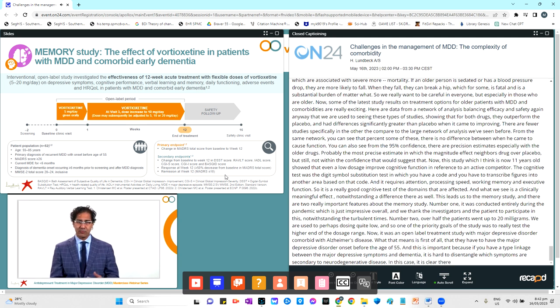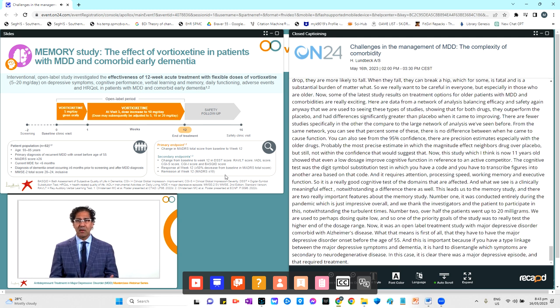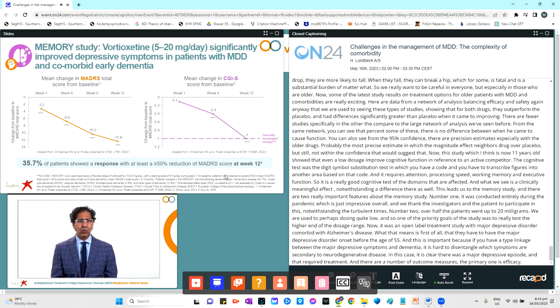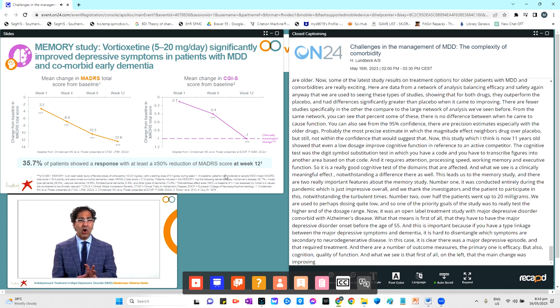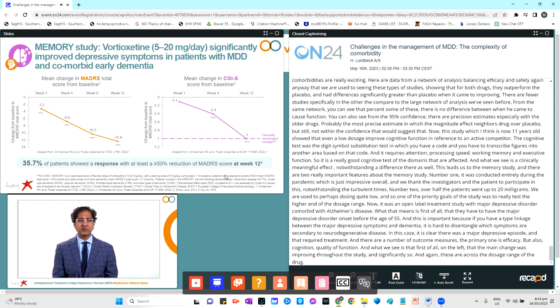And there were a number of outcome measures. The primary one was efficacy, which is a Montgomery-Åsberg Depression Rating Scale reduction, but also cognition, quality of life, function. And what we see is that, first of all, on the left, the mean change in the MADRS was improving throughout the study and significantly so. And again, these are across the dosing range of the drug. So 36% almost of patients showed a response with at least a 50% reduction of MADRS by week 12.